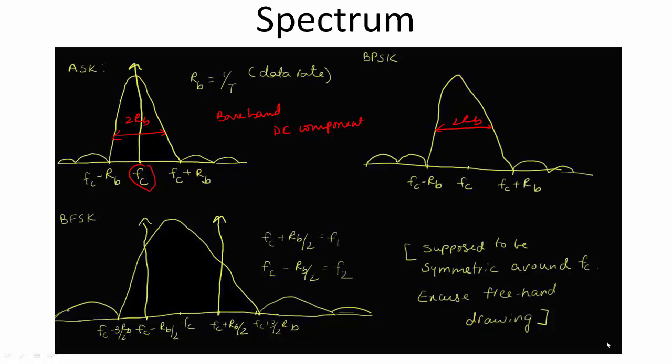For BFSK, you have two components, one at f1, which in this case is set to fc plus Rb by 2, and another at f2, which is set to fc minus Rb by 2. And the null to null bandwidth of this is equal to 3 Rb.